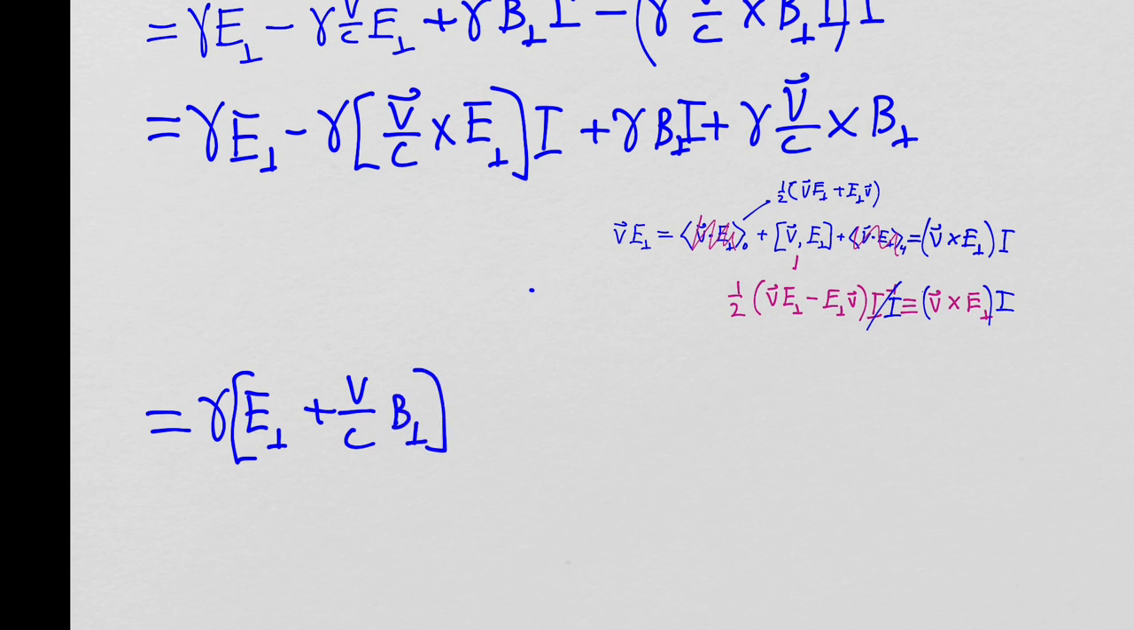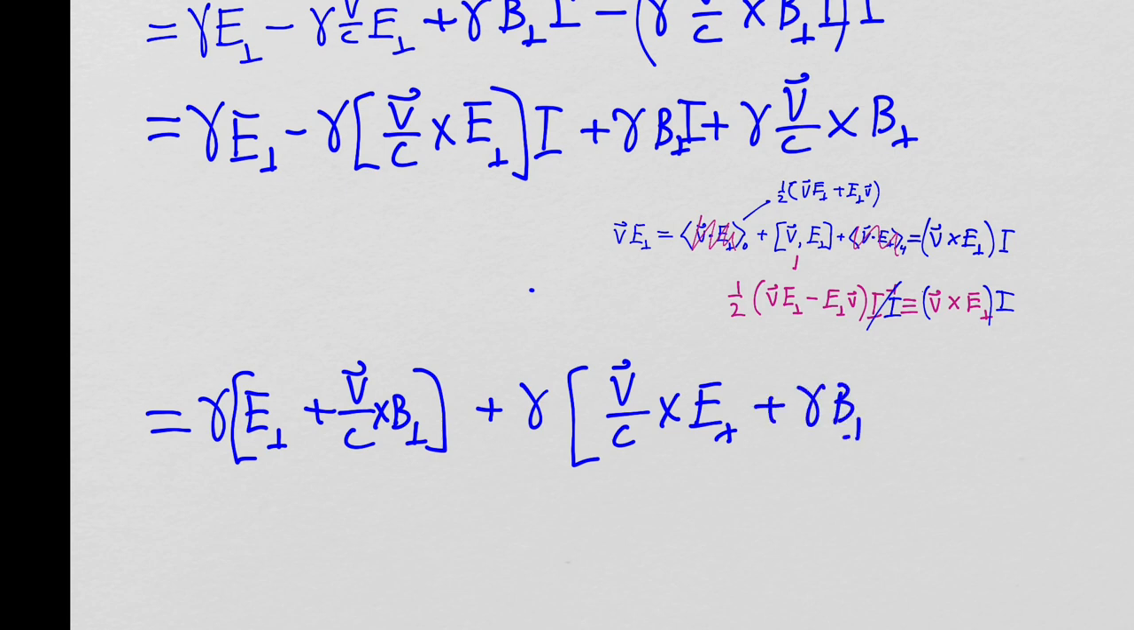And then we have plus, and again, we'll take out the gamma, and we have V over C, I'm sorry, this is V over C cross B perpendicular. Then we have gamma V over C cross E perpendicular plus gamma B perpendicular times I.